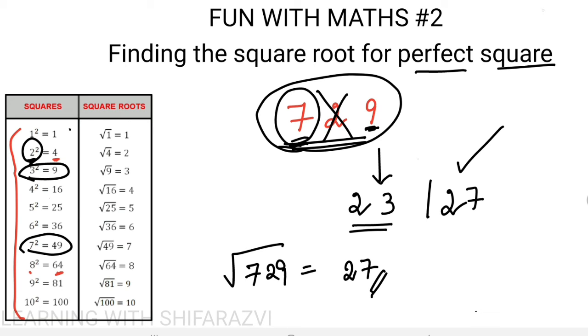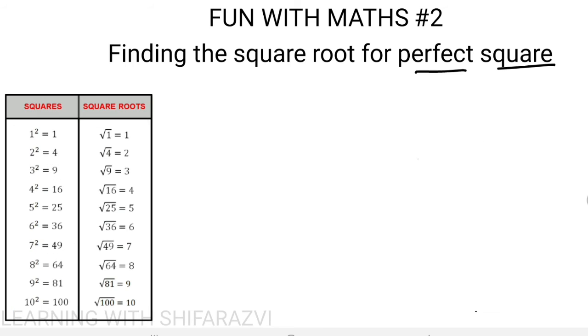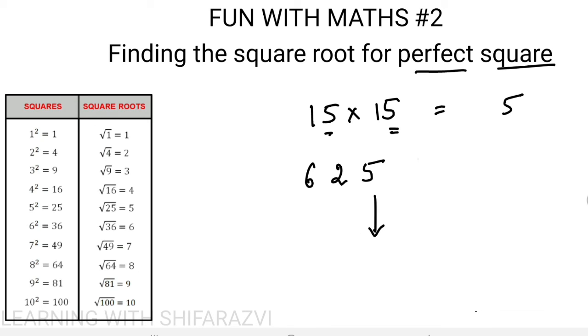Let us see another example. Another thing here is when there is a 5. So when there is a 5, the ones number will always be a 5, isn't so? So let us check that. 625. So which number on multiplying will give 5? Only 5 will give a 5. So let me put 5 here. That will be my ones digit of the answer.